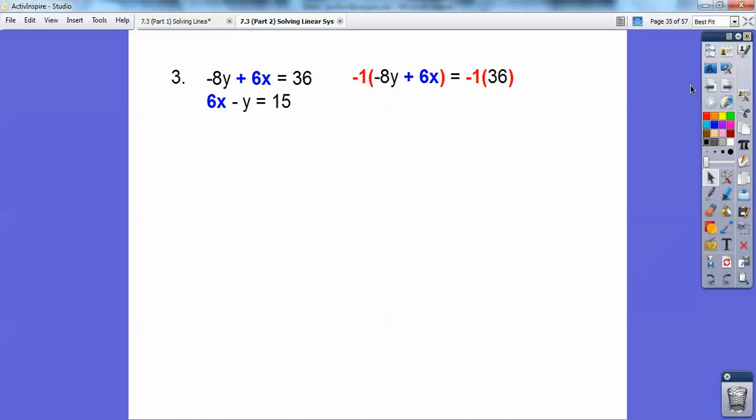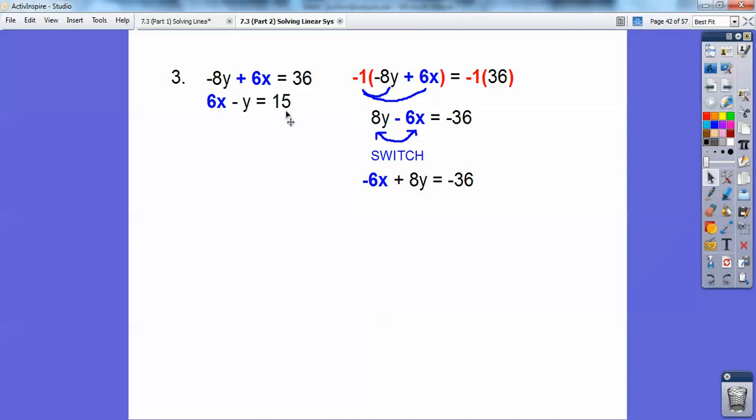It's okay to do that. Distribute the negative 1: negative 1 times negative 8y is positive 8y. Negative 1 times a positive 6x gives me a negative 6x, and that's what I wanted, so it'll cancel with this positive 6x right here. Over here, negative 1 times 36 is negative 36. I don't want the y first, I want the negative 6x first, so I'm going to switch those around. It becomes negative 6x plus 8y, because there's nothing in front of the 8y, so it's considered positive.